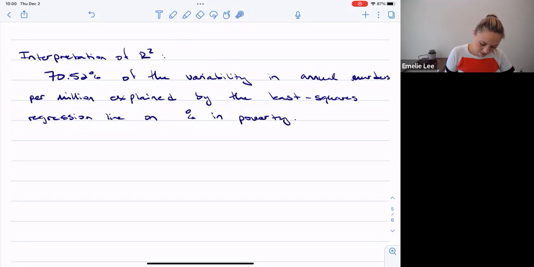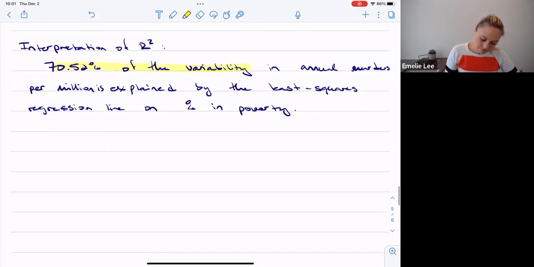Oh, is explained there. Otherwise it doesn't make sense. Okay. And so notice here the percentage of the variability, and then you can kind of stop reading, because if you see some percentage or proportion of variability, your mind should go to R squared. If you're interpreting R squared, then you can look at the definition of R squared and just rewrite the definition as a statement.